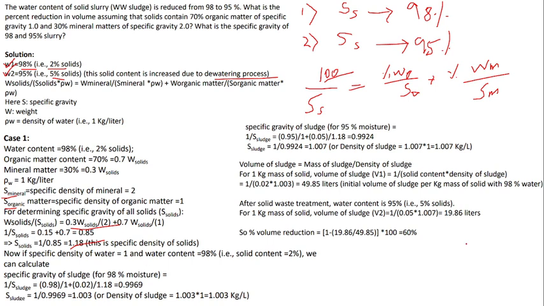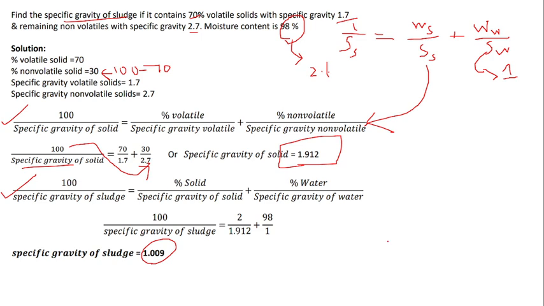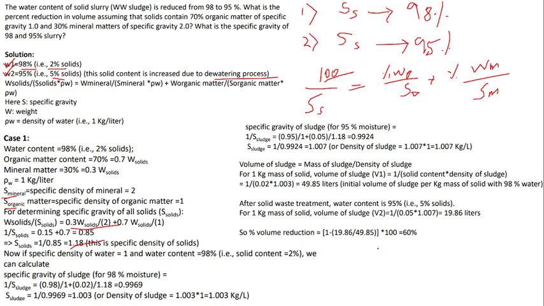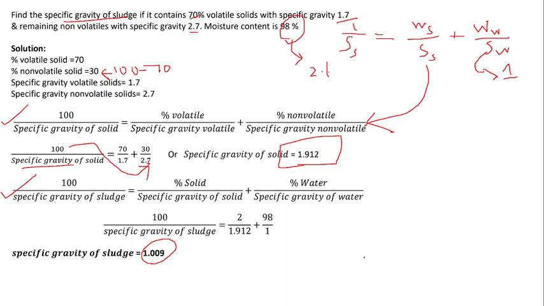This is constant. Now, to find the specific gravity of the sludge, that is the slurry of 98 percent, it is very simple. We already know the formula, right? The same formula we can use: 100 by specific gravity of sludge is equal to percentage of solid divided by specific gravity of solid plus percentage of water divided by specific gravity of water.